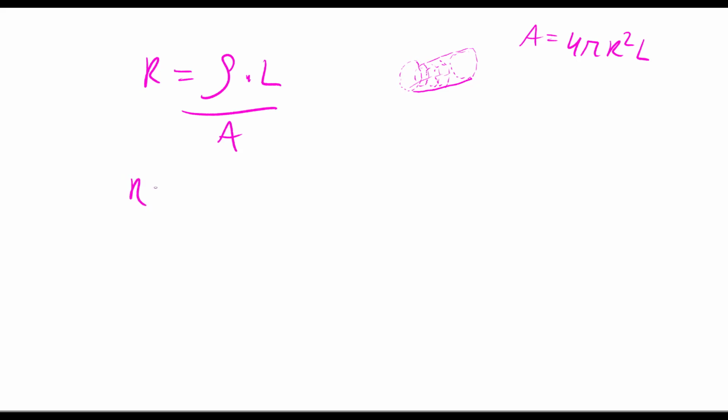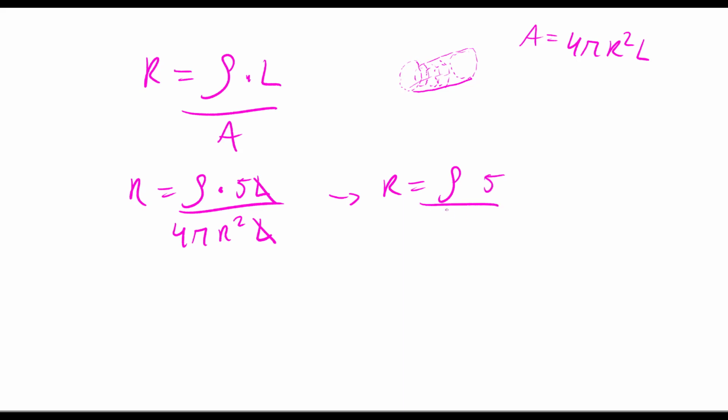So we could replace r with rho times, let's say we're increasing the length by 5, so we're going to say 5L. Our area is going to be 4 pi r squared L, right? So these L's cancel out. So that R is equal to rho 5 over the area, so let's say A, because this is just like the area of a circle, right?